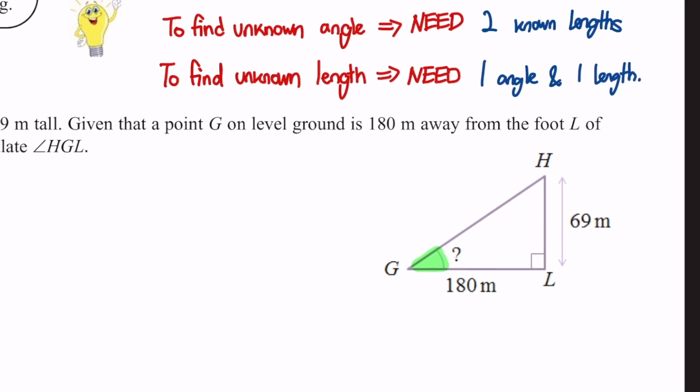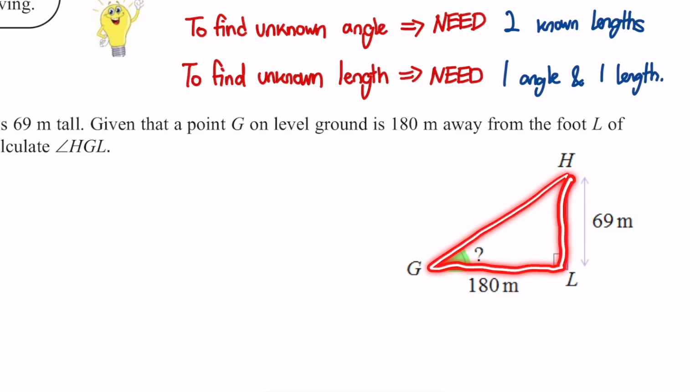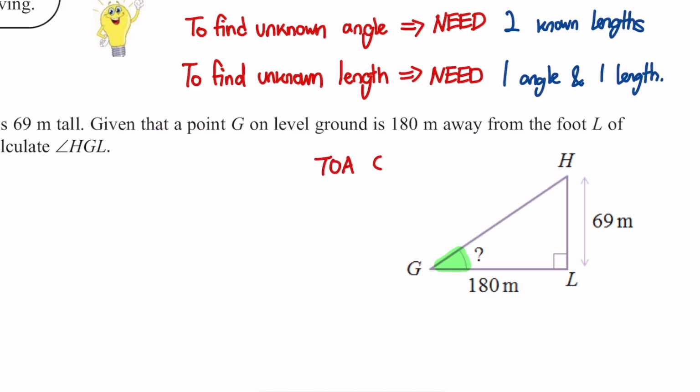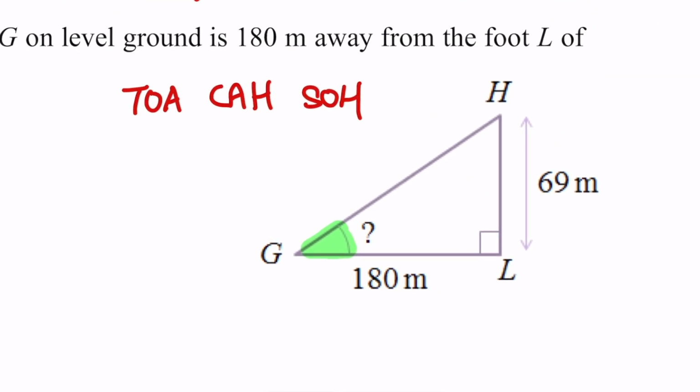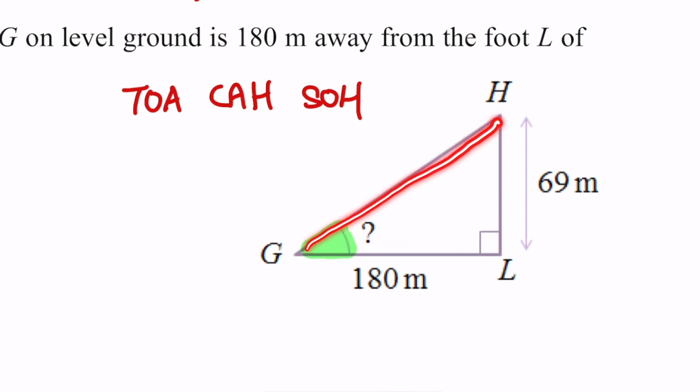So let's go back to this here. To find an unknown angle, we need two known lengths. I know this length here and this length here, and this is a right angle triangle. So now I can use TOA, CAH, or SOH. I must now figure out which one I can use. Let's identify based on this unknown angle over here. I know that in this right angle triangle, the hypotenuse is the longest side. It's always the longest side, opposite the right angle. So I can label that this length GH is the hypotenuse.